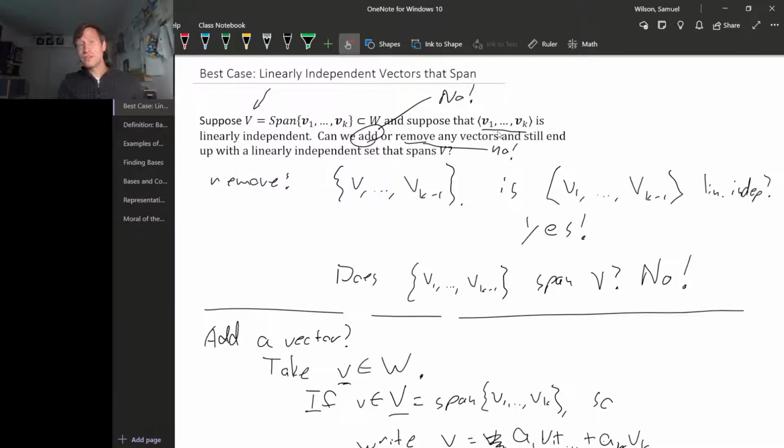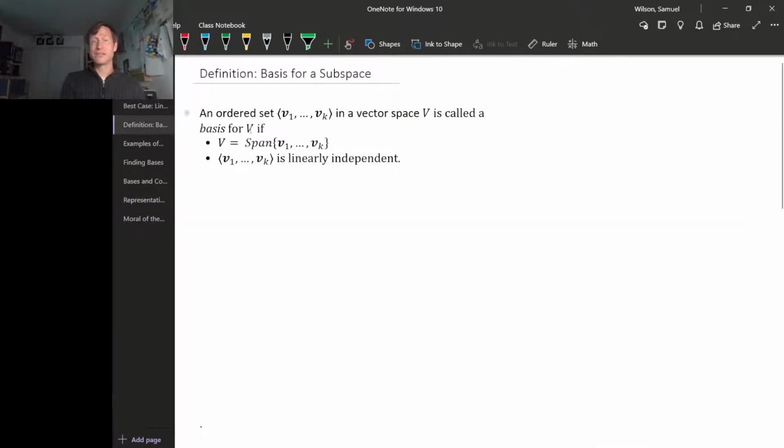And for that reason, we give this kind of spanning set that also happens to be linearly independent a special name. We call it a basis. So if you have an ordered collection of vectors, v1 through vk, in a vector space V, then we call this collection a basis if V is spanned by those vectors and the collection of vectors is also linearly independent.